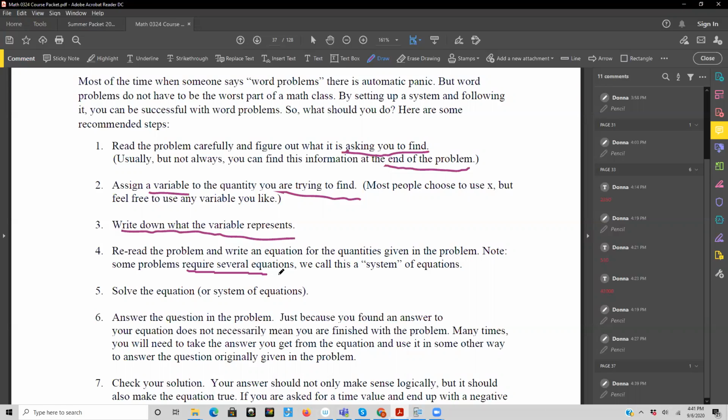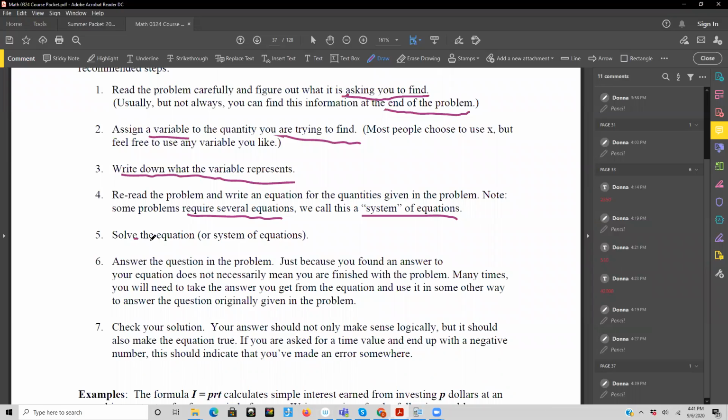Sometimes you might have several equations. I usually like to work them a sentence at a time, and sometimes it'll generate a system. Solve the equation. Then answer the question of the problem. Sometimes you solve an equation, but that's not the answer, and you have to do something else to get the answer. So you want to make sure you answer what they're asking for.